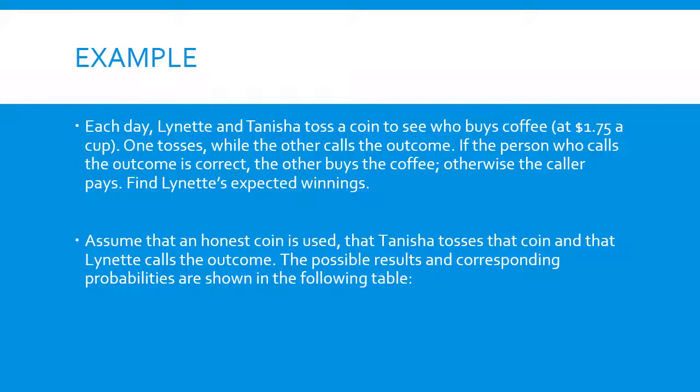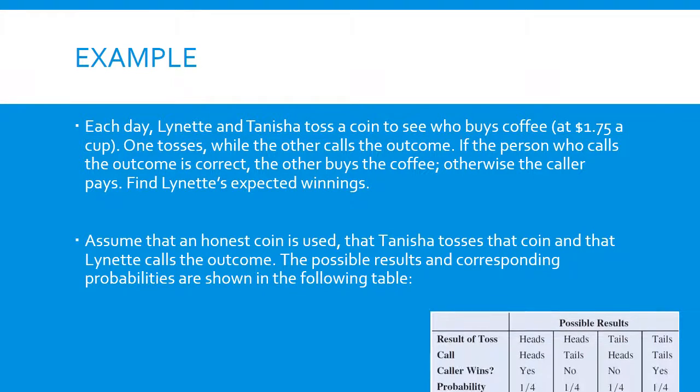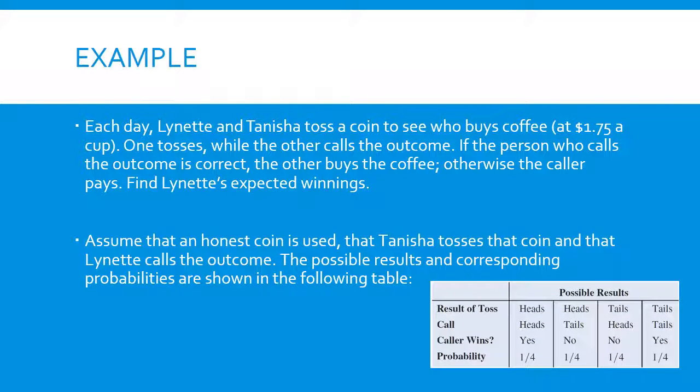Okay, assuming they're tossing an honest coin, that Tanisha tosses the coin and Lynette calls. The possible results and the probabilities are this. If the result is heads and she calls heads, she wins. If it's heads and she calls tails, she loses. If it's tails and she calls heads, she loses. If it's tails and she calls tails, she wins. So there are 4 possible outcomes, and each has a 1/4 probability of occurring.